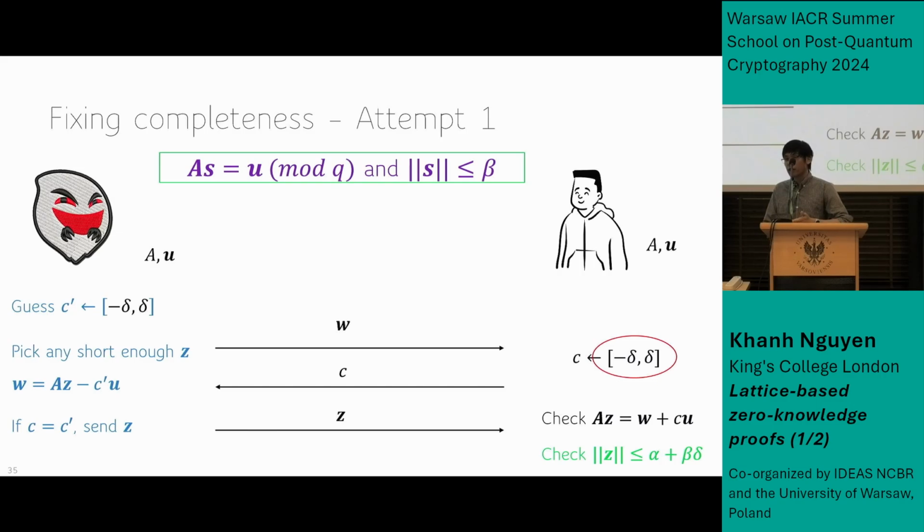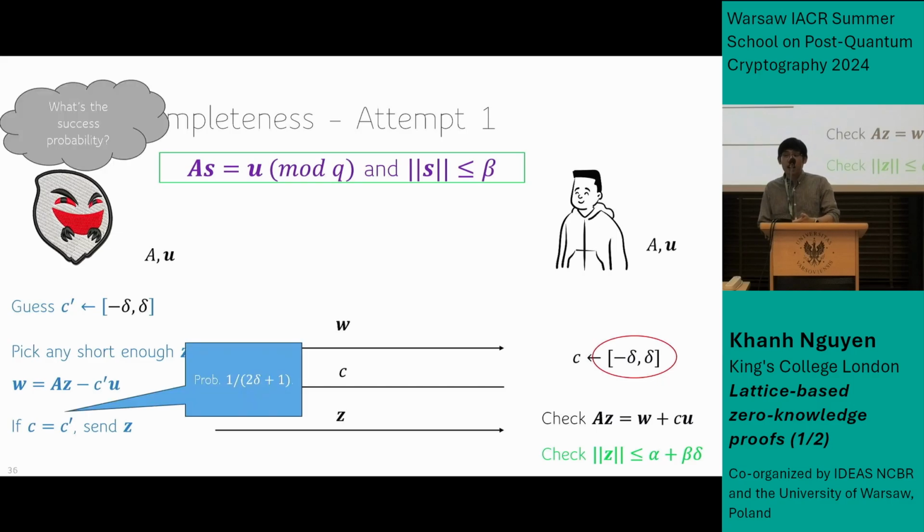It will also pick any short z and compute w equal to a times z minus c prime u, which corresponds exactly to the verification equation. And if c is equal to c prime, it sends the z. You can see that if c is indeed equal to c prime, then the malicious prover actually convinces the verifier. In particular, the probability that this happens is 1 over 2 delta plus 1.